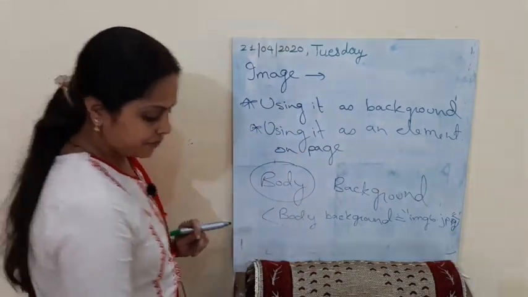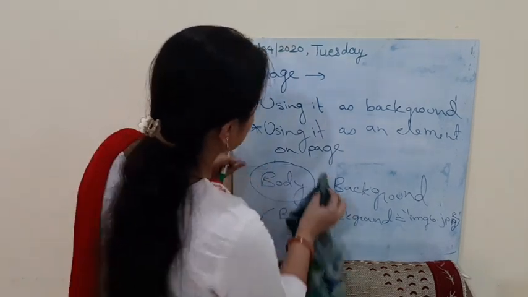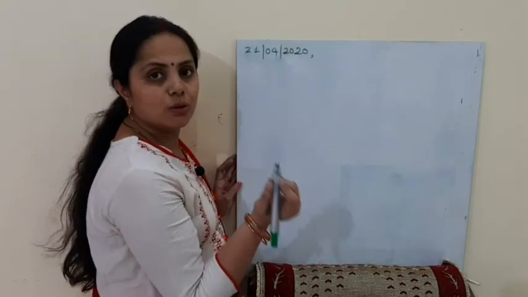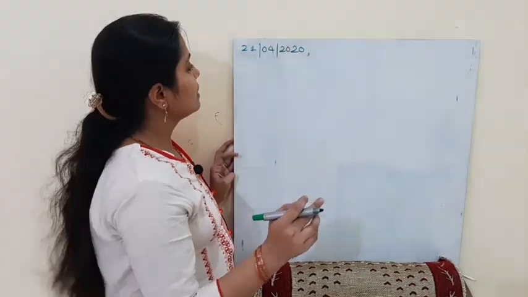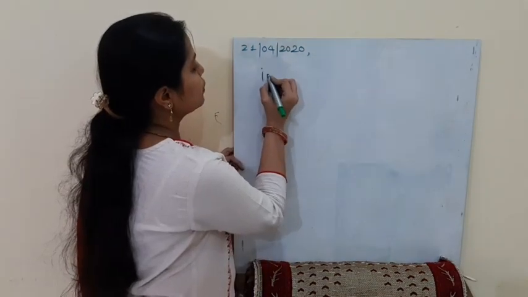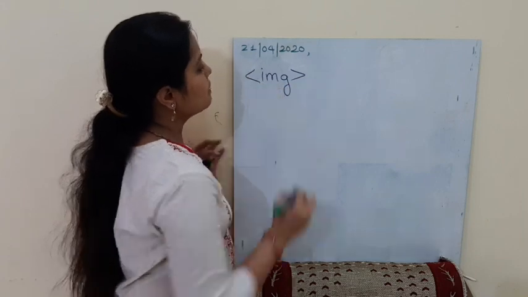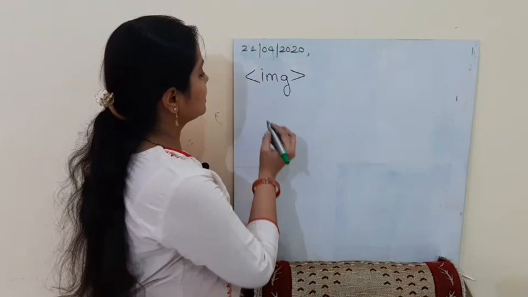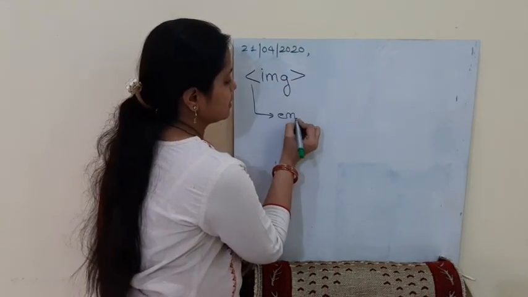This is one thing. Another thing is when I am using it as an element on the page. So now I am going to tell you how to insert an image as an element. To insert an image as an element, I am going to use the img tag. Now this img tag is an empty element. You have to remember that this is an empty element.